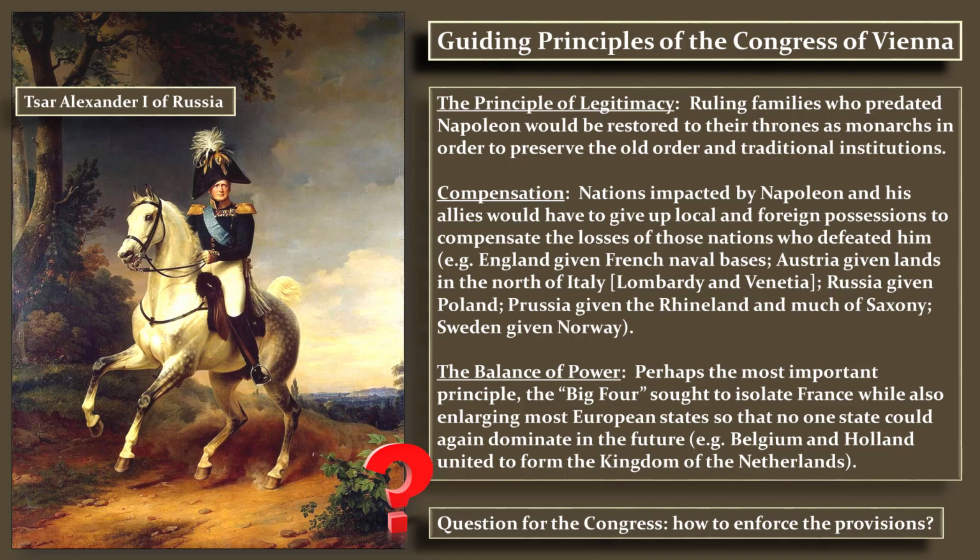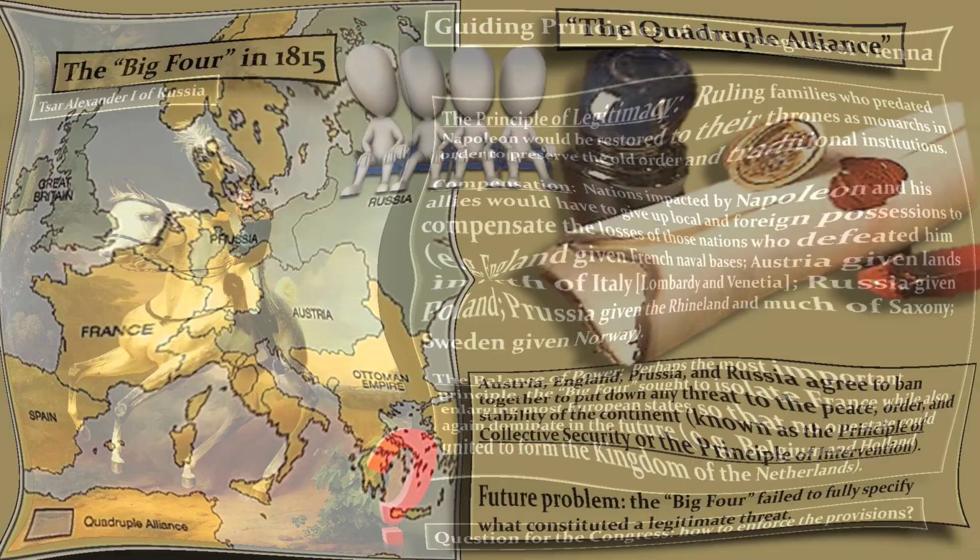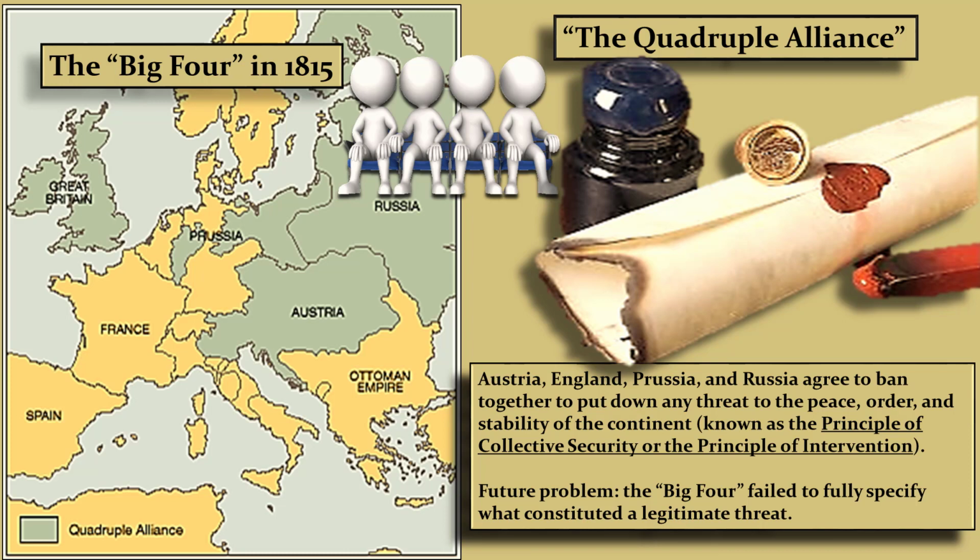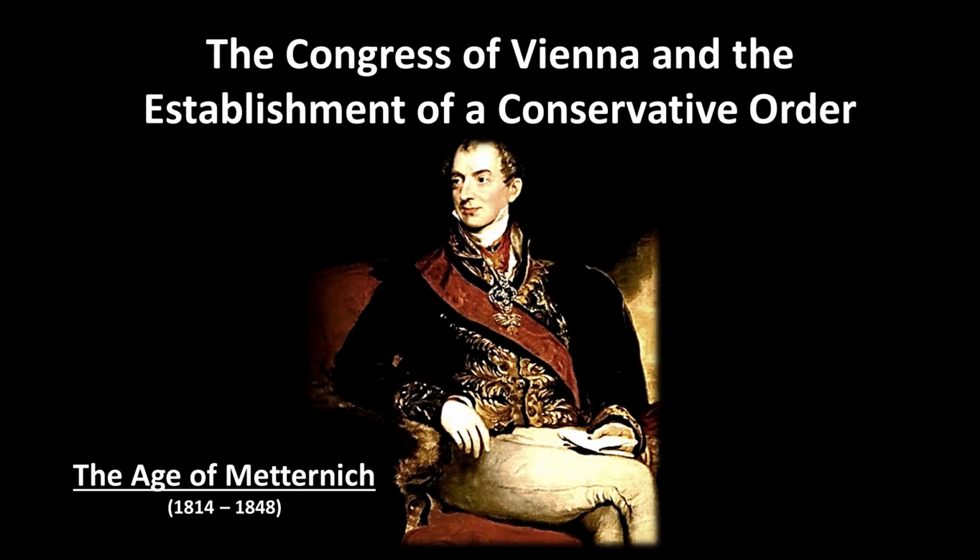So of these four principles, the principle of legitimacy, compensation, balance of power, and collective security, what's the impact of these four? What's the impact of trying to turn back the hands of time? And sorry, that's exactly what this was. The reestablishment of conservative order, this age of Metternich, this return to legitimate family lines. What's the impact of that? Not just on order and stability throughout Europe, but the people themselves in the several European countries.